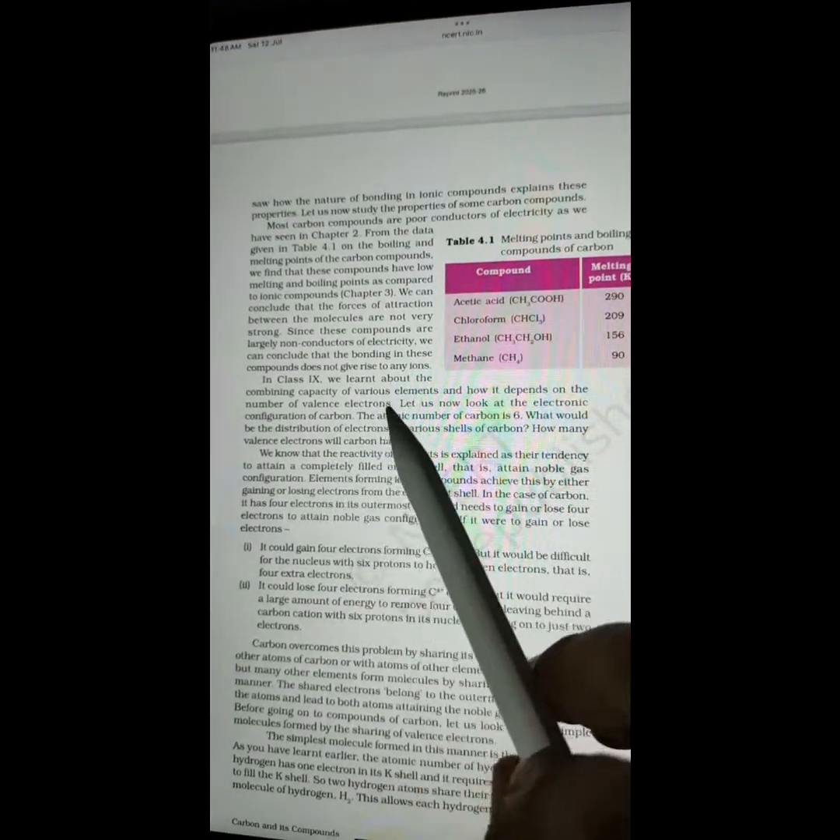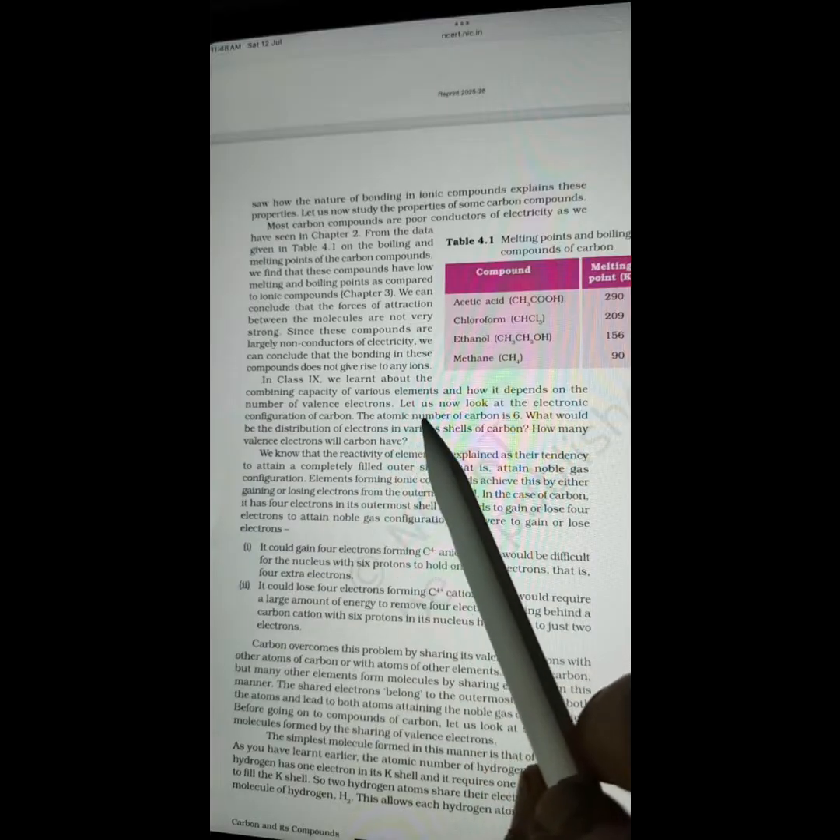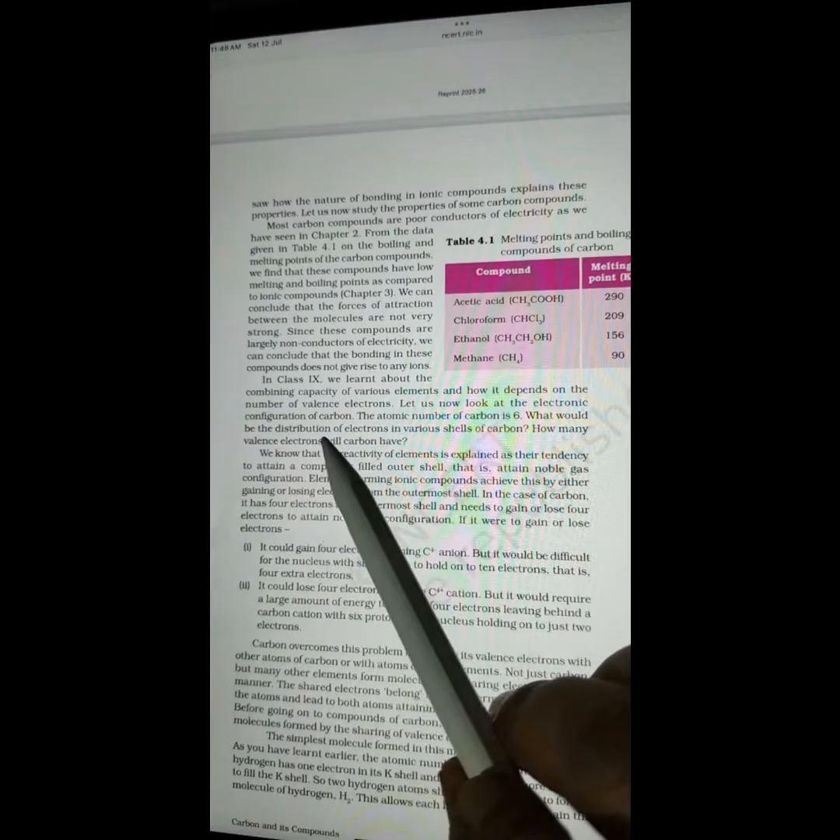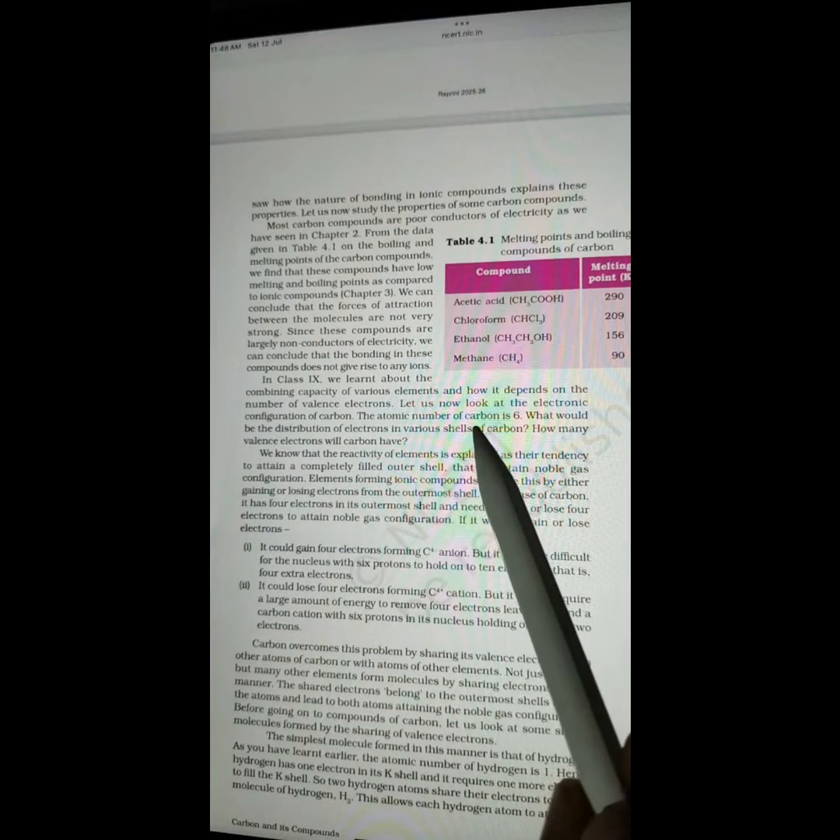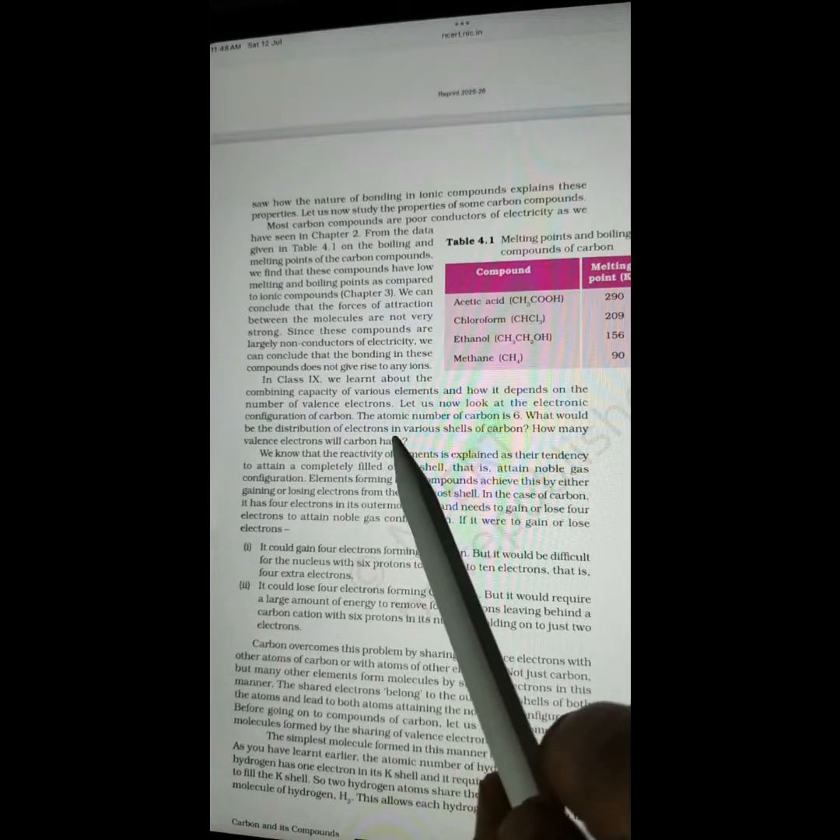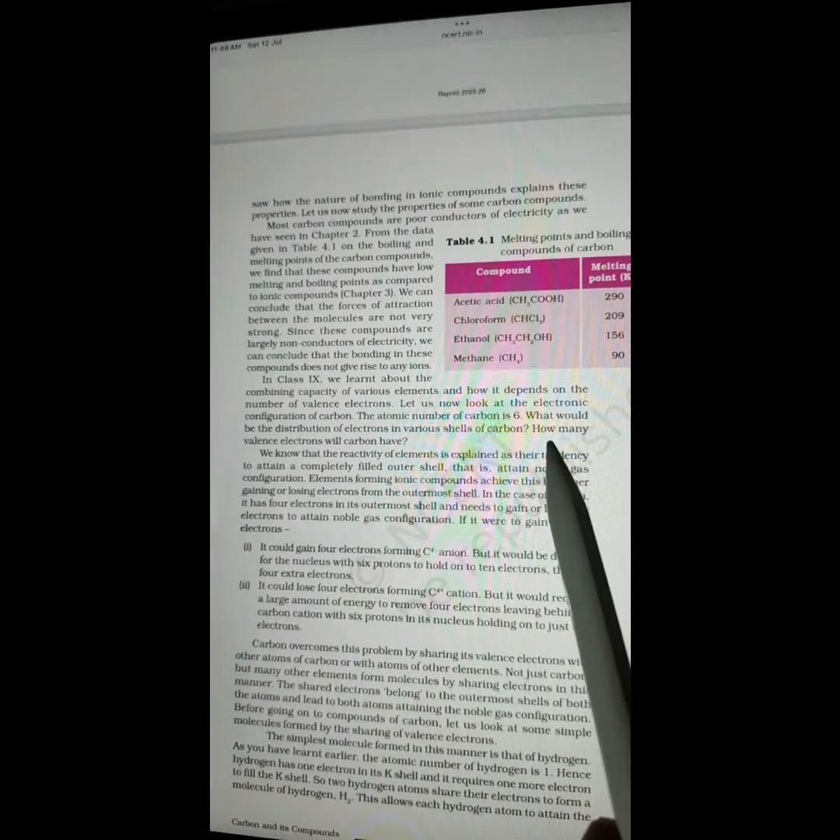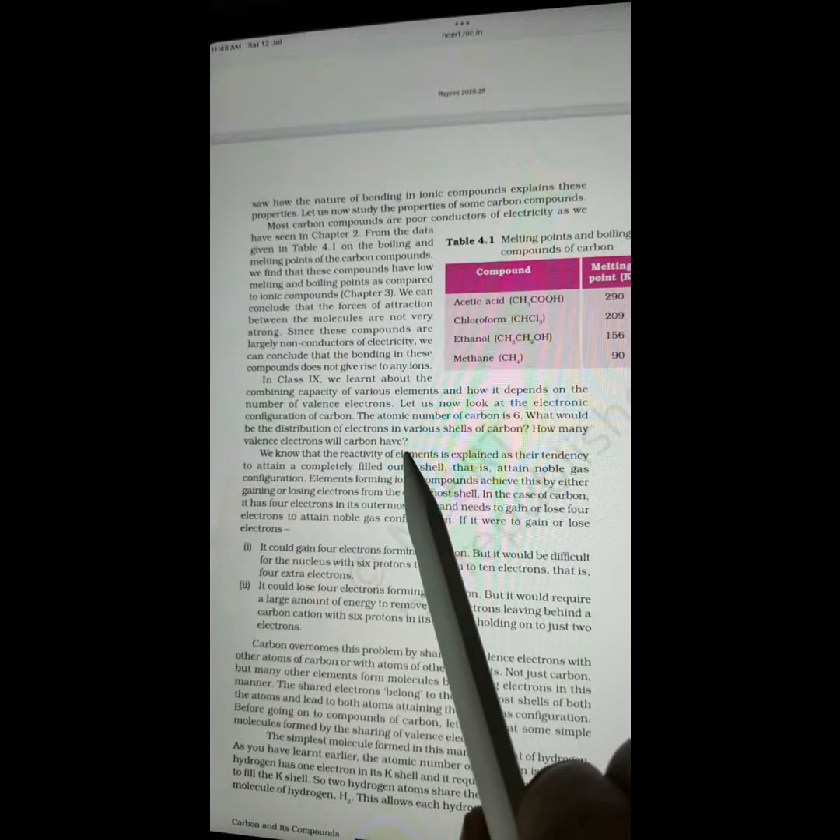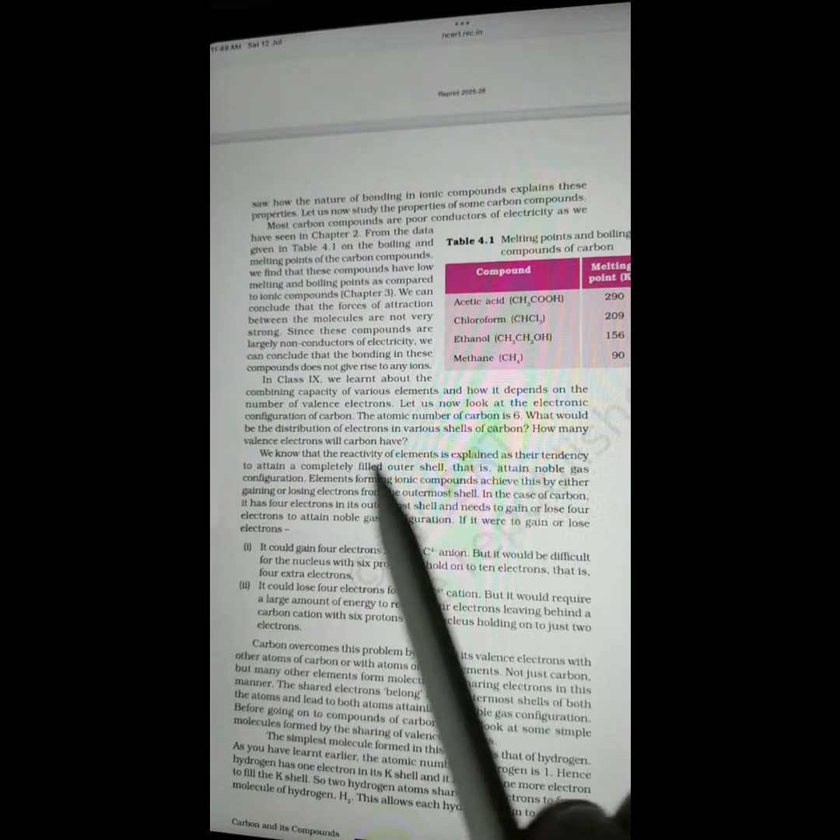In class 9, we learned about the combining capacity of various elements and how it depends on the number of valence electrons. Let us now look at the electronic configuration of carbon. The atomic number of carbon is 6. What would be the distribution of electrons in various shells of carbon? How many valence electrons will carbon have?